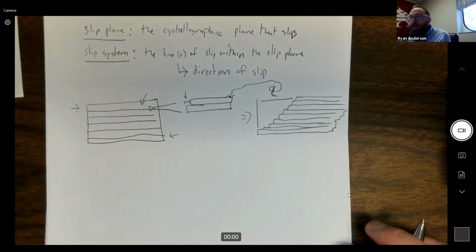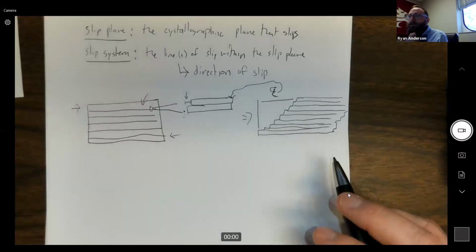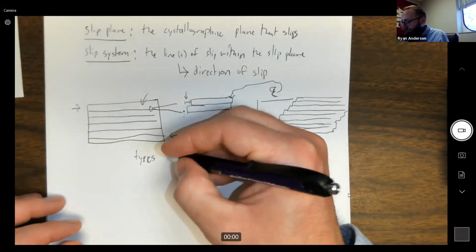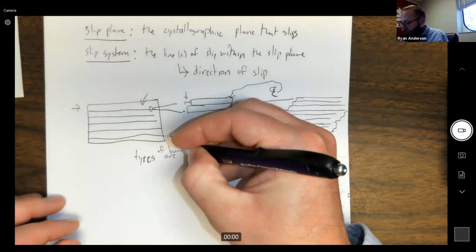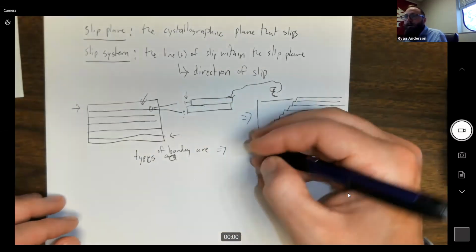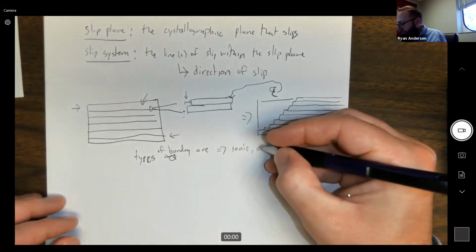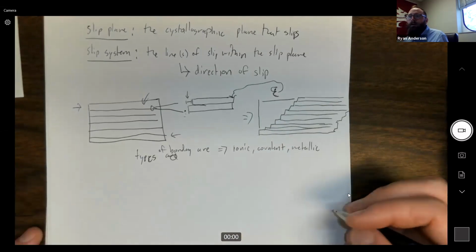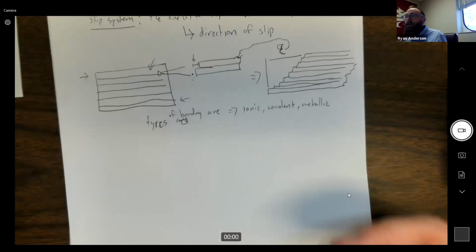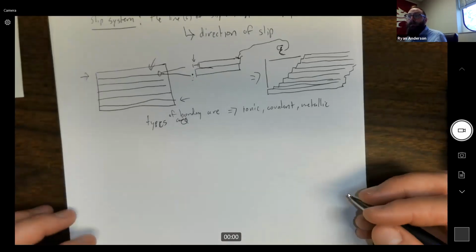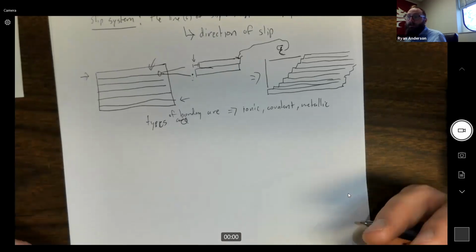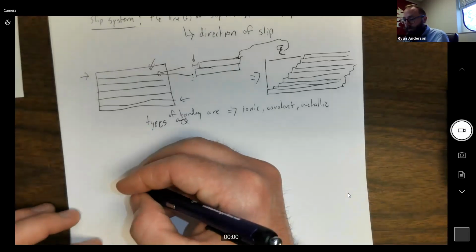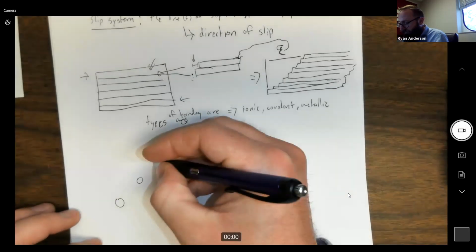Okay, so the degree of development of cleavage and slip planes is related to the type of bonding. Our types of bonding are ionic, covalent, and metallic. For example, if we look at a material like halite, we basically have ionic bonds in a cubic shape. So positive and negative ions are alternating in the lattice. Okay, so if we draw what a halite crystal looks like, we're just going to draw some elements like this.